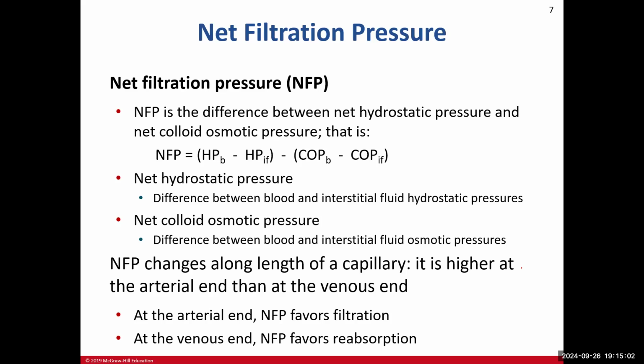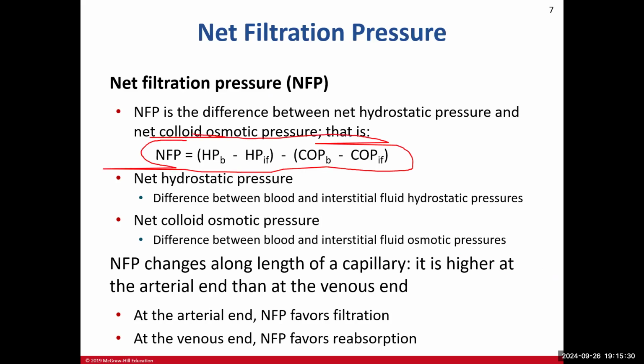We're going to take both hydrostatic pressures and take the difference of those. Then we take both of the colloid osmotic pressures and take the difference of those. Then we subtract the difference in colloid osmotic pressure from the net hydrostatic pressure. So what does that all mean? Look at this equation here. This is one of the equations that you have to know for your class.